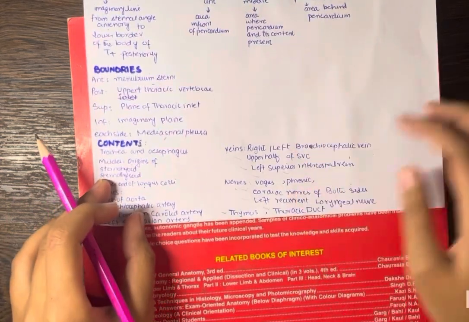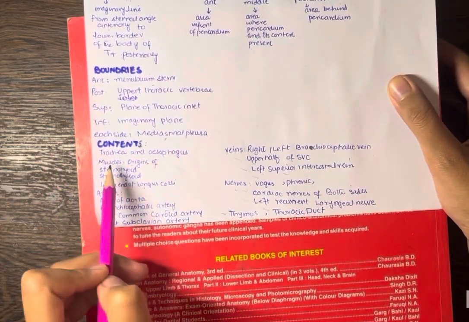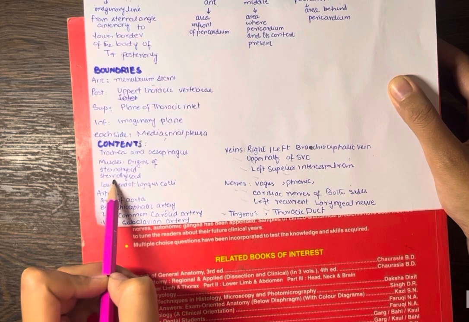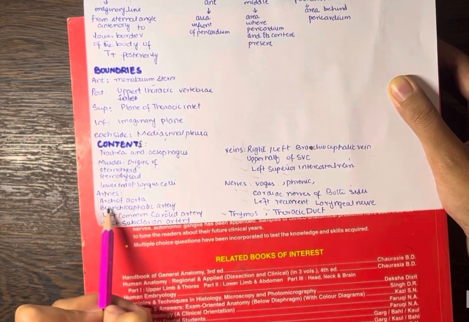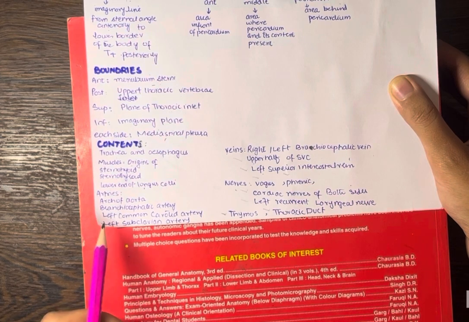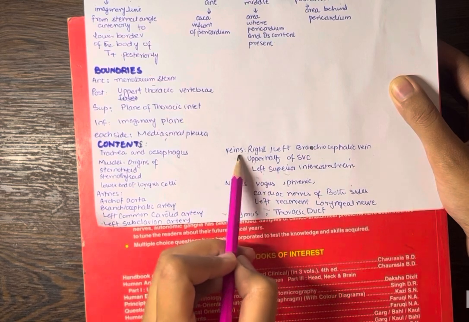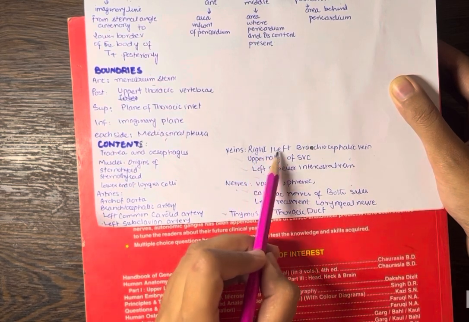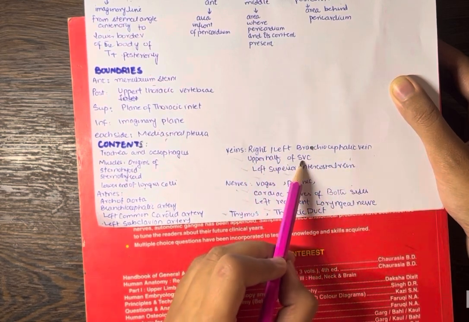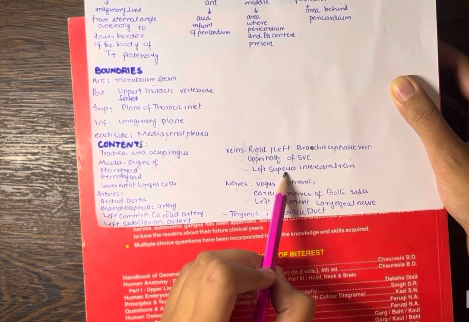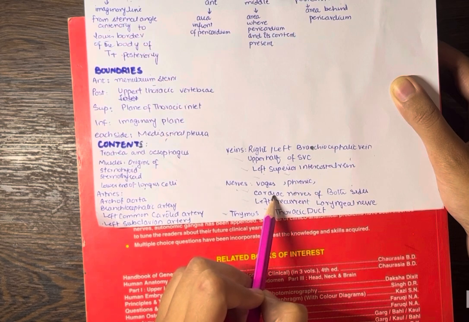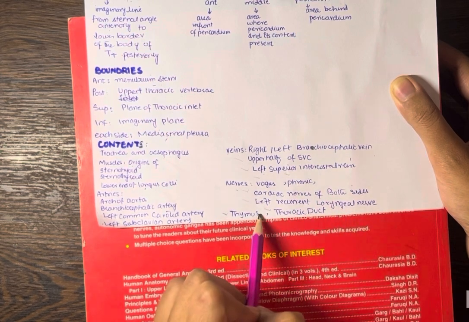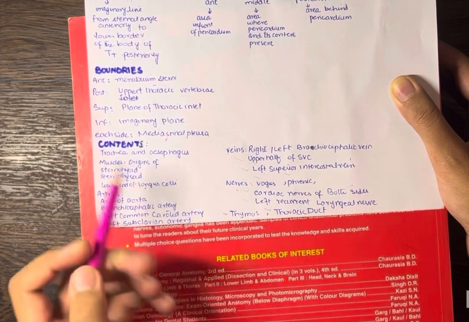In the contents we have the trachea and esophagus, and in muscles we have sternohyoid, sternothyroid, and the lower end of longus coli. In arteries we have the arch of aorta, brachiocephalic artery, left common carotid artery, and left subclavian artery. In veins we have the right and left brachiocephalic veins, upper half of the superior vena cava, and left superior intercostal vein. In nerves we have the vagus, phrenic, cardiac nerves, and left recurrent laryngeal nerve, and the thymus and thoracic duct. We'll talk about the mnemonics now.